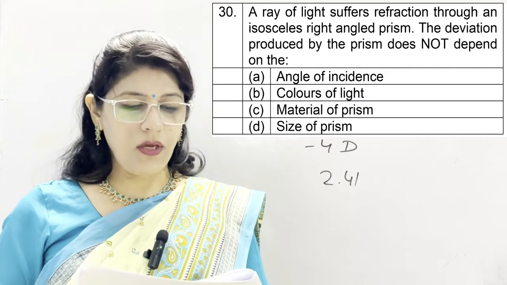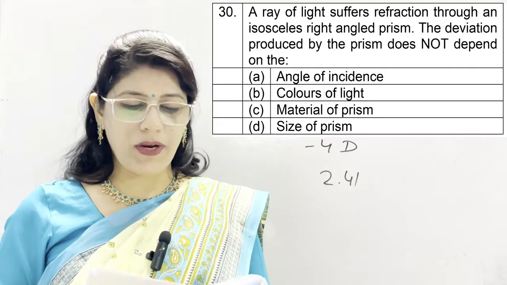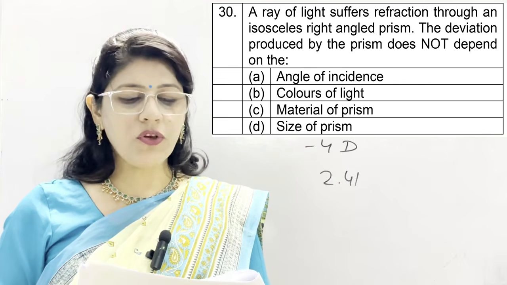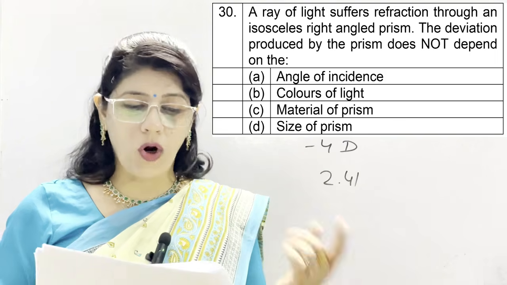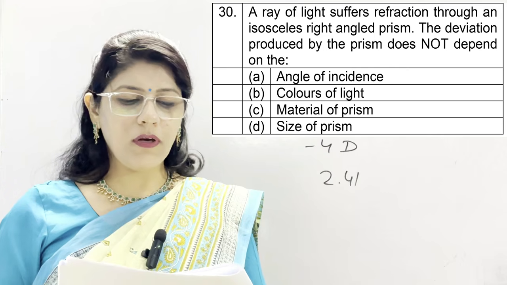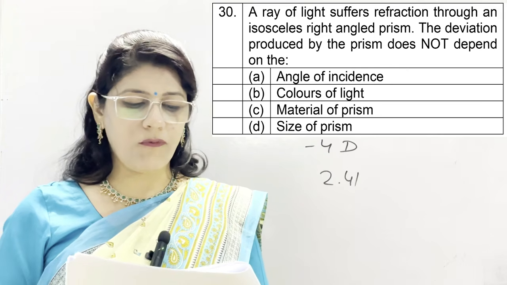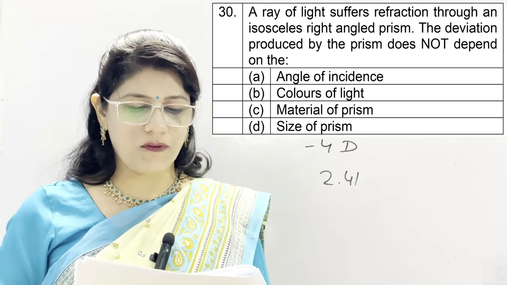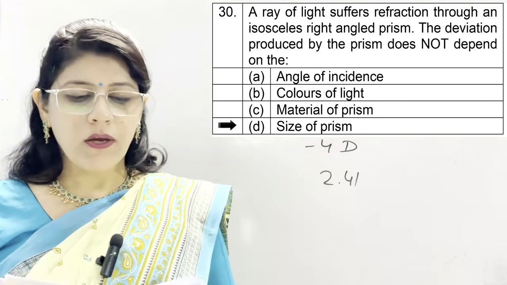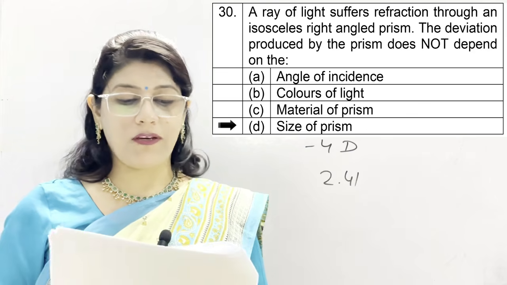In question number 30, a ray of light suffers refraction through an isosceles right angle prism. The deviation produced by prism does not depend on the, focus on this word, not. Options given: A is angle of incidence, B colors of light, C material of the prism and D size of the prism. And correct option is D, size of the prism, because it does not depend on this factor.